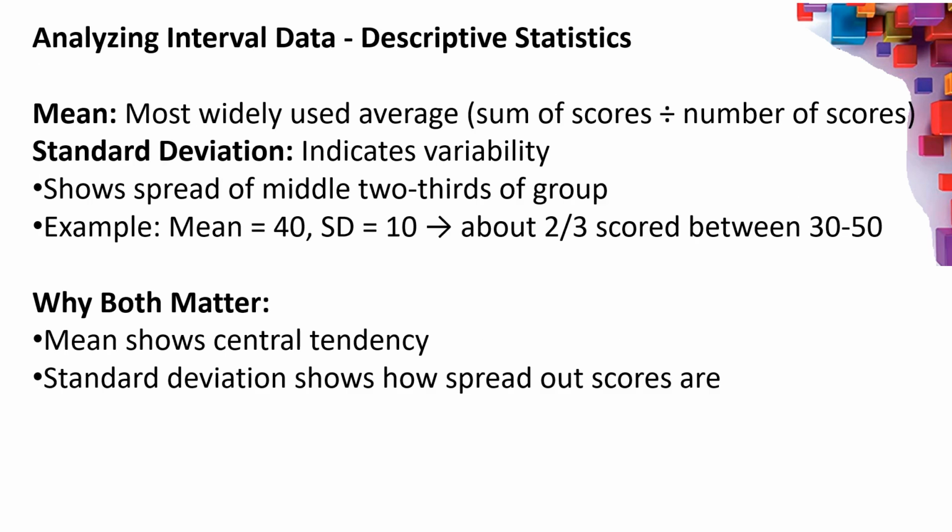For interval data, means and standard deviations work together to describe your data. The mean tells you the typical score, but it doesn't tell you whether everyone scored close to that average or whether scores were spread out widely. Standard deviation fills in that picture. A group with a mean of 40 and a standard deviation of 2 is very different from a group with a mean of 40 and a standard deviation of 15, even though they have the same average.